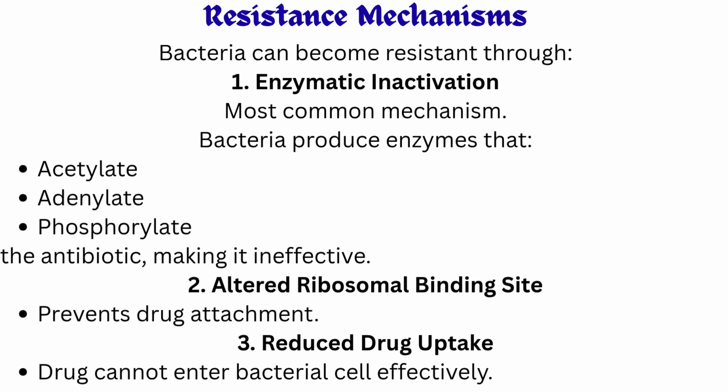2. Alteration of the ribosomal binding site. Another mechanism involves changes in the bacterial 30S ribosomal subunit. These structural alterations reduce the binding of aminoglycosides to their target site. As a result, protein synthesis is no longer effectively inhibited. 3. Reduced drug uptake. Aminoglycosides require an oxygen-dependent transport system to enter bacterial cells. Some bacteria develop resistance by decreasing drug uptake or reducing membrane permeability. When less drug enters the cell, its antibacterial effect is significantly reduced.